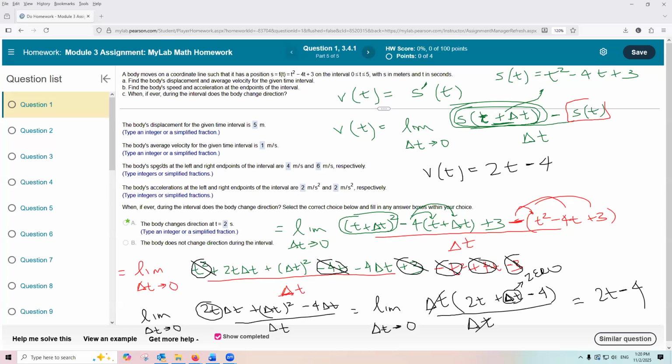All right, well, they want us to find the body speed when t is 0. Well, v of 0 is 2 times 0 minus 4. That's negative 4. But speed is the absolute value of velocity, so the speed is really going to be 4. So that's the left end point, so this is when t equals 0. All right, how about when t equals 5 for the right end point? Well, we'll work out v of 5 then. That's 2 times 5 minus 4. That's 10 minus 4, that's 6.